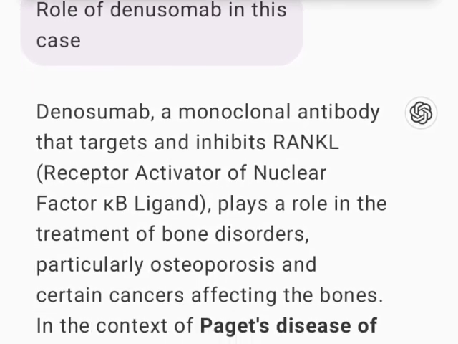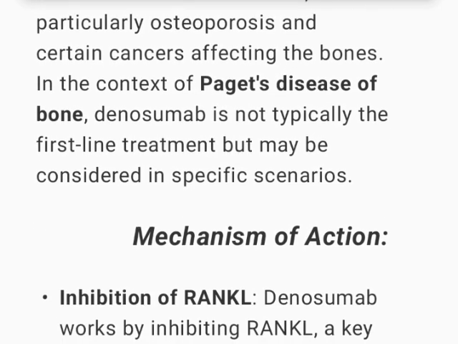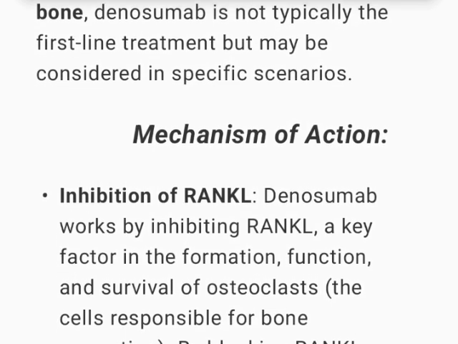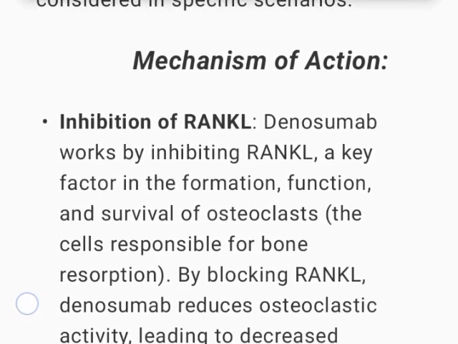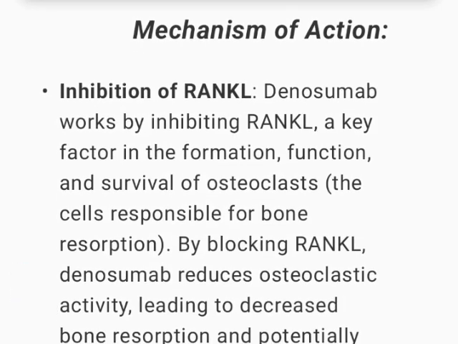Denosumab, a monoclonal antibody that targets and inhibits RANKL, receptor activator of nuclear factor kappa B ligand, plays a role in the treatment of bone disorders, particularly osteoporosis and certain cancers affecting the bones. In the context of Paget's disease of bone, denosumab is not typically the first line treatment, but may be considered in specific scenarios. Mechanism of action: inhibition of RANKL.